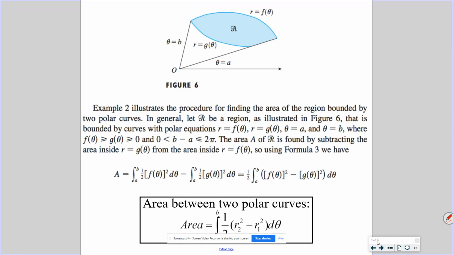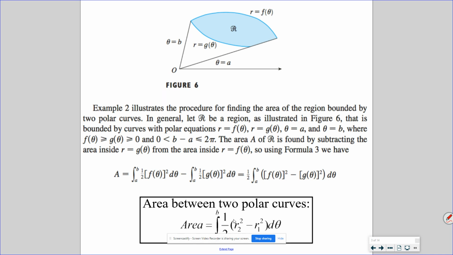Okay, so to find the area between two polar curves, you are going to do basically the same thing, but you would take the top curve, the equation for that, square it, and subtract the bottom curve squared. Still need the 1/2 as part of your computation. You still have an interval that you are working with.